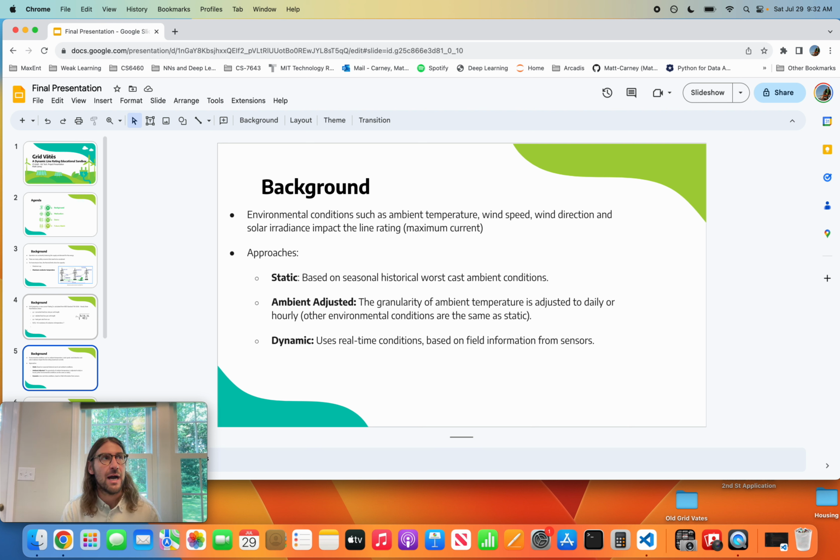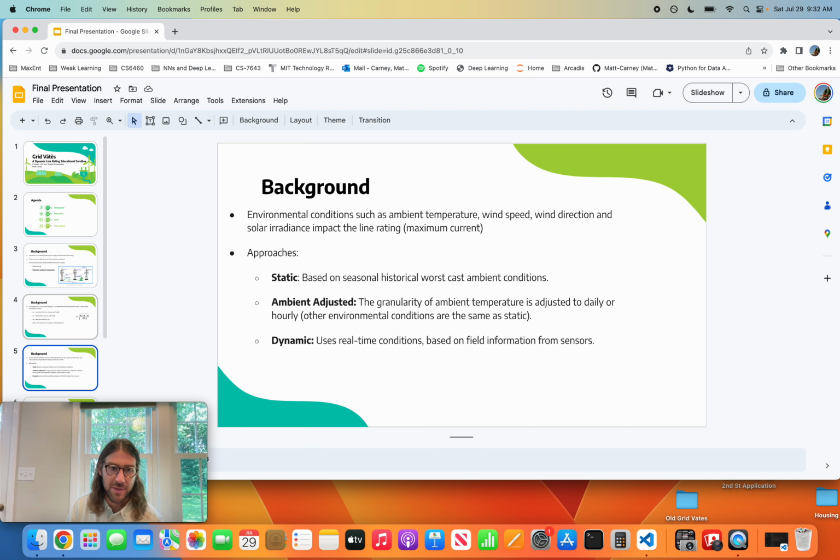The question is how do you calculate the values or the thresholds for those different environmental conditions? And so there's three main approaches. One is static. So this is sort of an old school or a little bit outdated approach where you're looking at seasonal or annual historical worst case conditions. And I say it's outdated, but it's a conservative approach. But at the same time, you're missing out on the instances when the environment isn't at that worst case situation, and you could be potentially pushing more current.